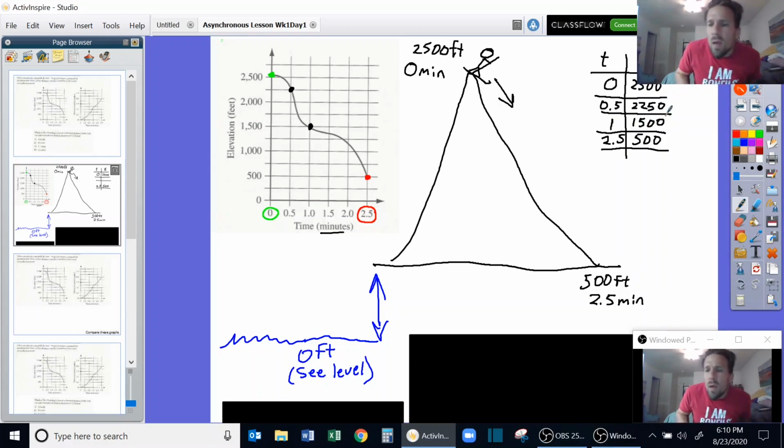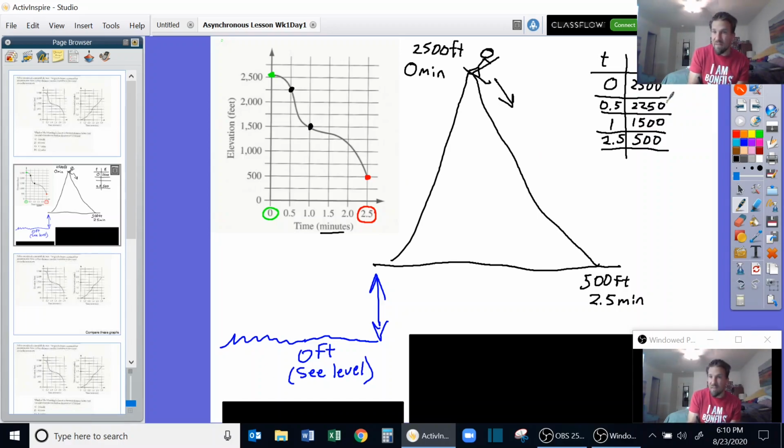Now, one of the things I want you to notice here is the shape of this graph. This is telling us something about the skier. When you're seeing these areas where this is a short period of time, half a minute, she's dropped now from a half a minute to 1 minute, she's dropped here by 750 feet. Here, 750 feet in only half a minute.